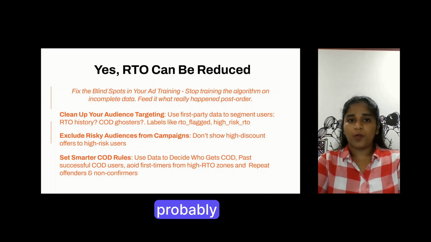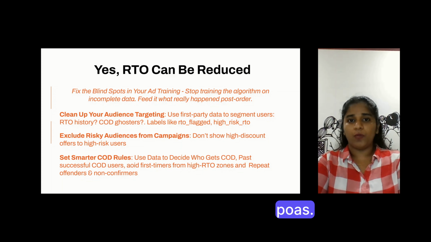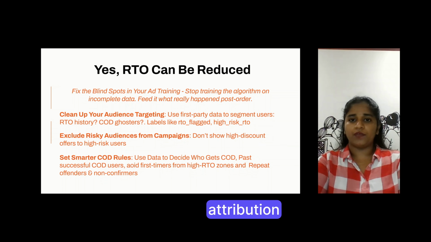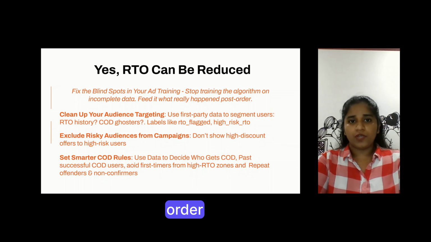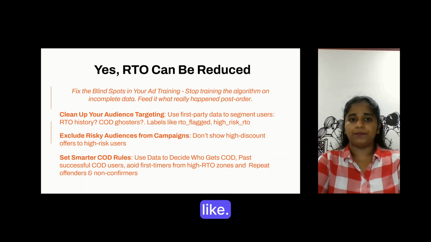By now, you probably know ad campaigns are more than just about clicks and impressions. And here's the math nobody tells you. RTO equals low POAS. That's post order attribution success, by the way. If your post order reality looks nothing like your pre order dashboard, that is a problem. So, how do you fix this? We need to stop training the ad algorithms with blind spots. We need to feed it reality. And that starts with first party data. Let's dive into what that actually looks like.